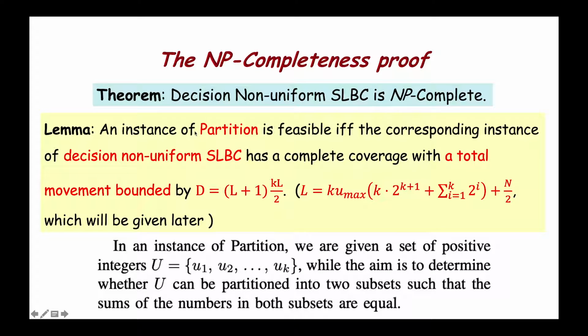We show that the decision version of non-uniform SLBC is NP-complete by reducing from the partition problem. In an instance of partition, we are given a set of positive integers U, and the aim is to determine whether U can be partitioned into two subsets such that the sums of both subsets are equal. And we want to show that an instance of partition is feasible if and only if the corresponding instance of our problem is also feasible.